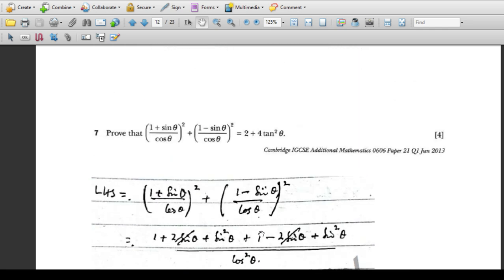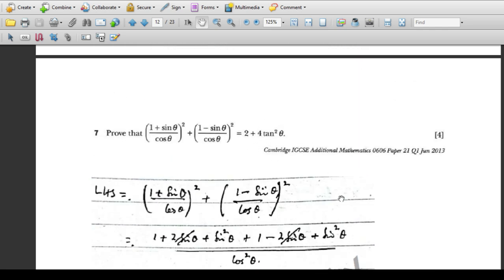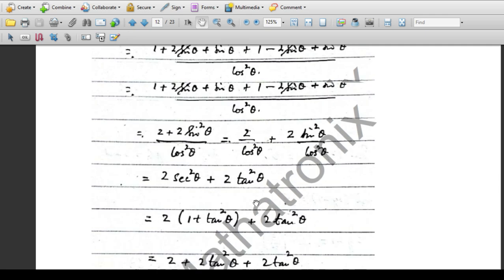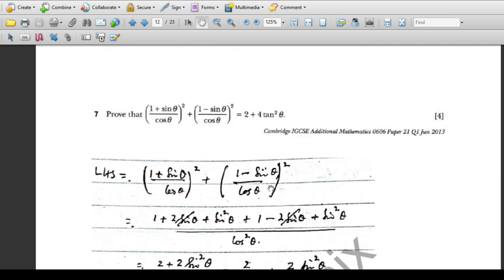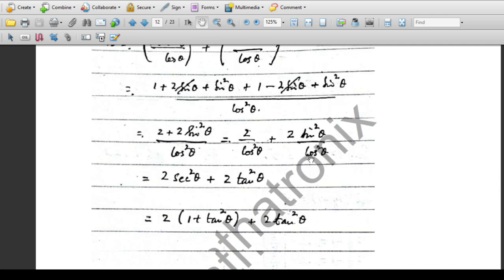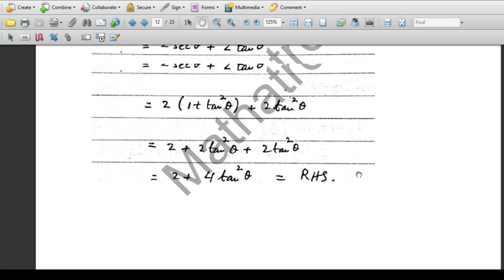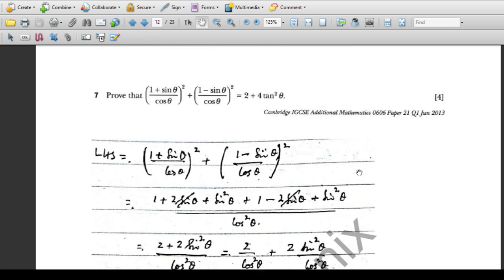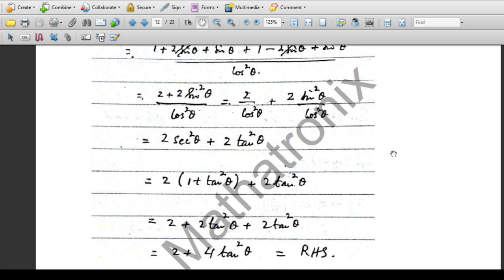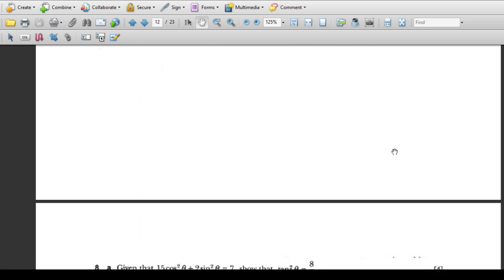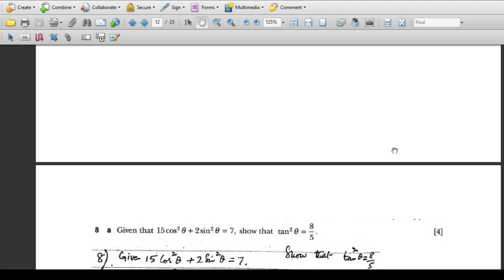This is our right hand side. So we have proved it: we took the left hand side and obtained our right hand side. So this was question number 7, which was part of the IGCSE exam in 2013. In the next session we will discuss question number 8.